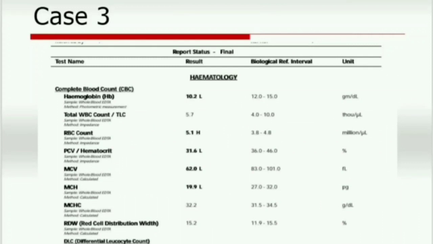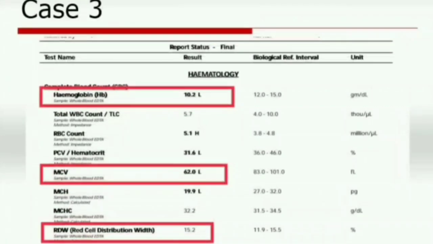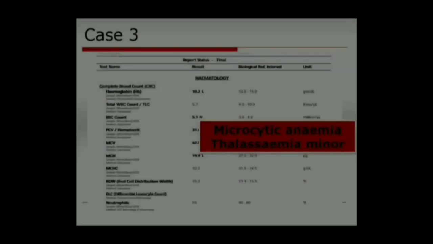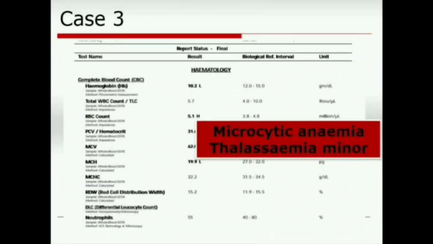The last one, hemoglobin is low but normal RDW. Nutritional deficiencies relatively ruled out. Now looking at MCV, which is quite low, gives a hint of thalassemia, which can be confirmed with hemoglobin electrophoresis.